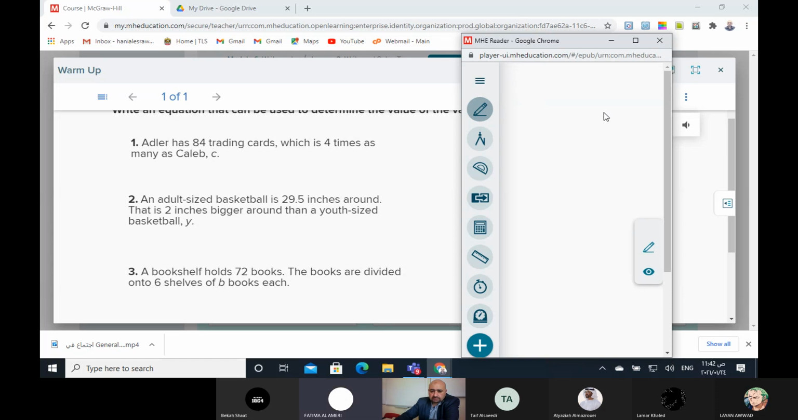It will be 12. Yes, it will be 12. So here we can write 72 divided by the variable b equal 6. So b will be 12. Great.